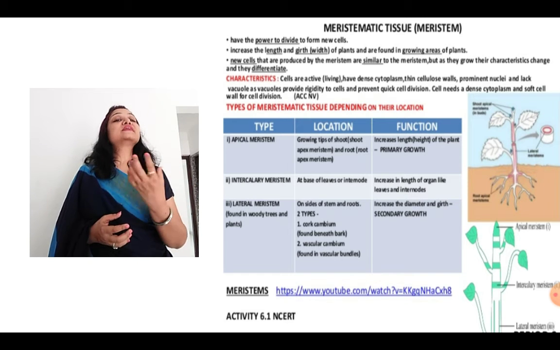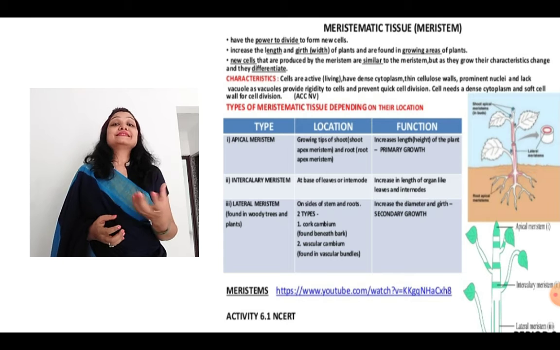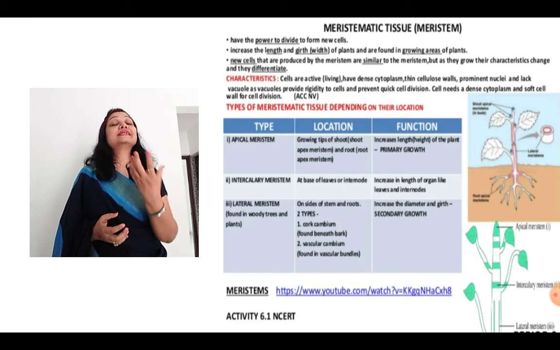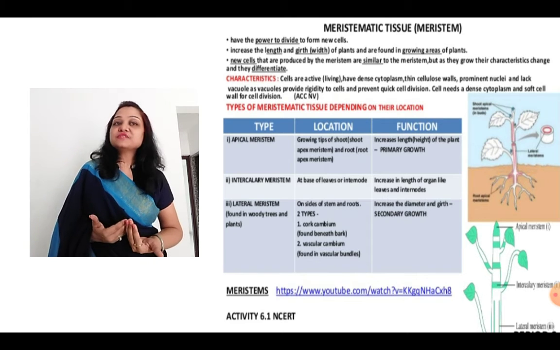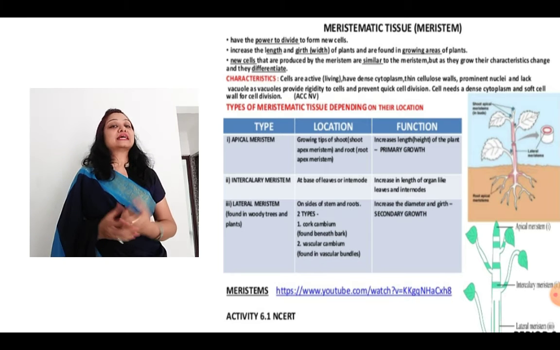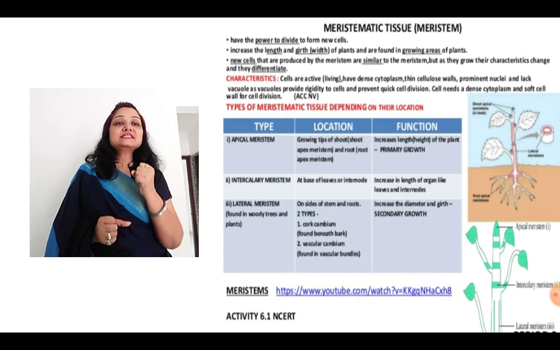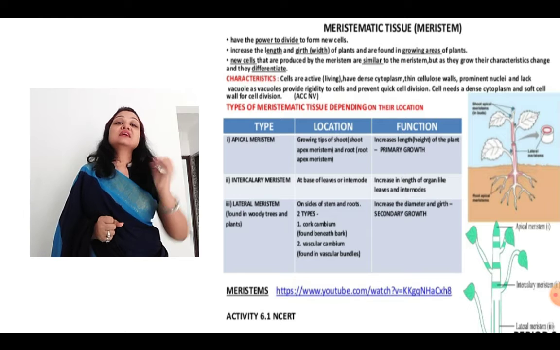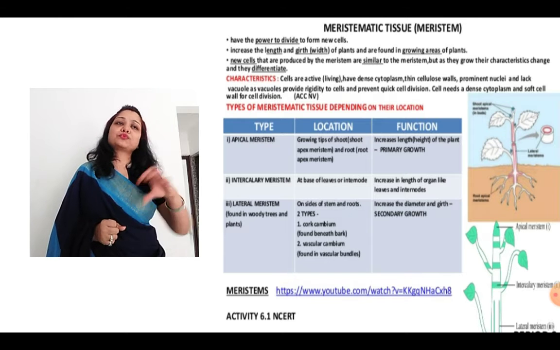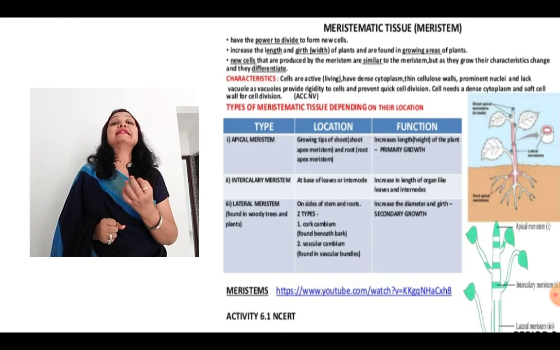Now what are the main characteristics of these? The cells are active, or I should say living, right? That's why they are capable of cell division. So these cells are living. They have dense cytoplasm and thin cellulose walls, prominent nuclei and lack of vacuole.